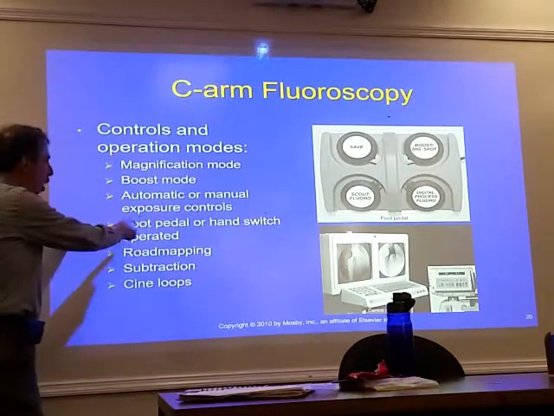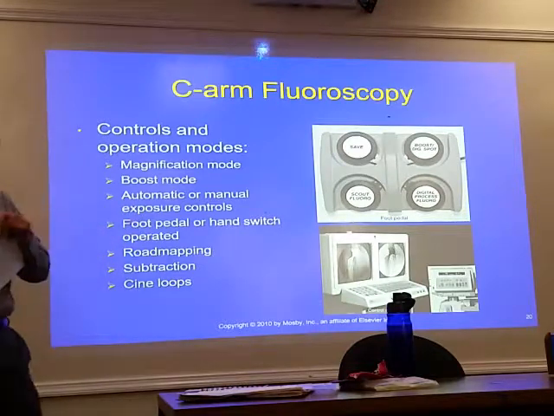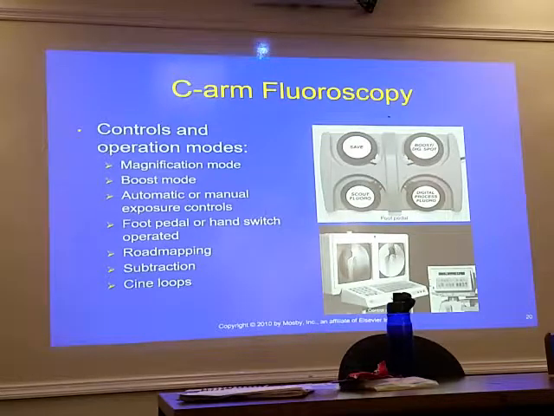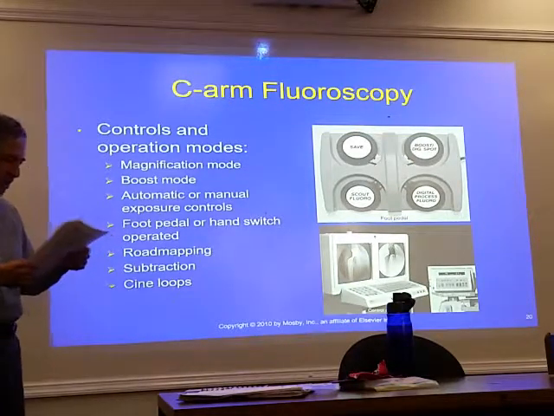All right, automatic exposure. Usually I found that you don't need to hit that, you don't need to change it a whole lot. Usually whatever works there will work pretty well. Again, foot pedal and hand switch.